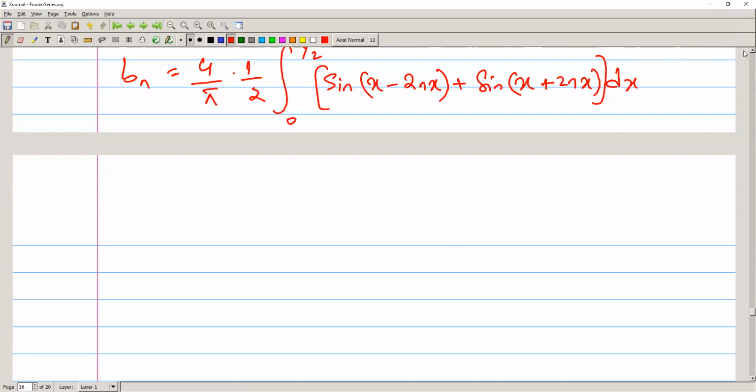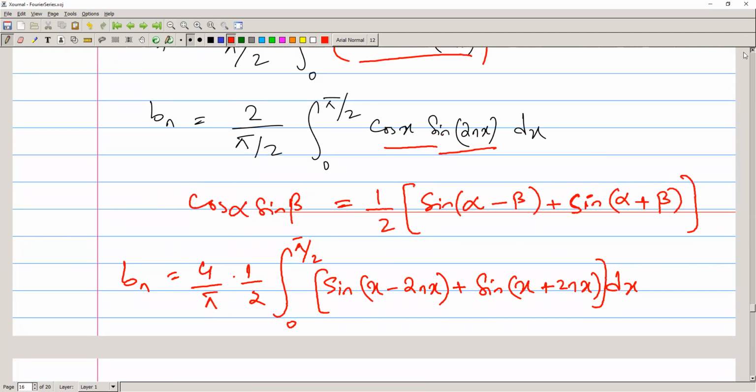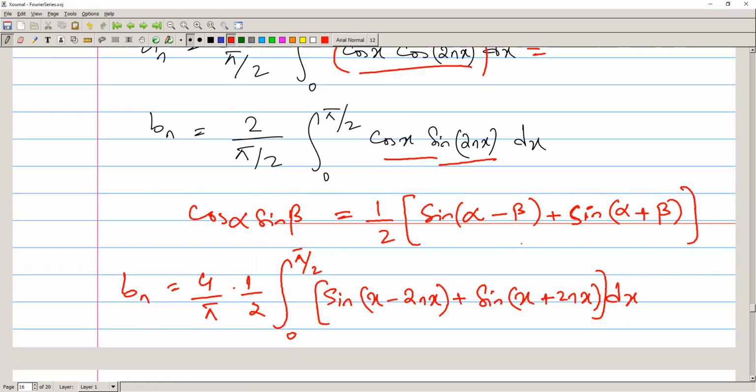So these are some examples for half-range Fourier series. You can solve these examples for good preparation.